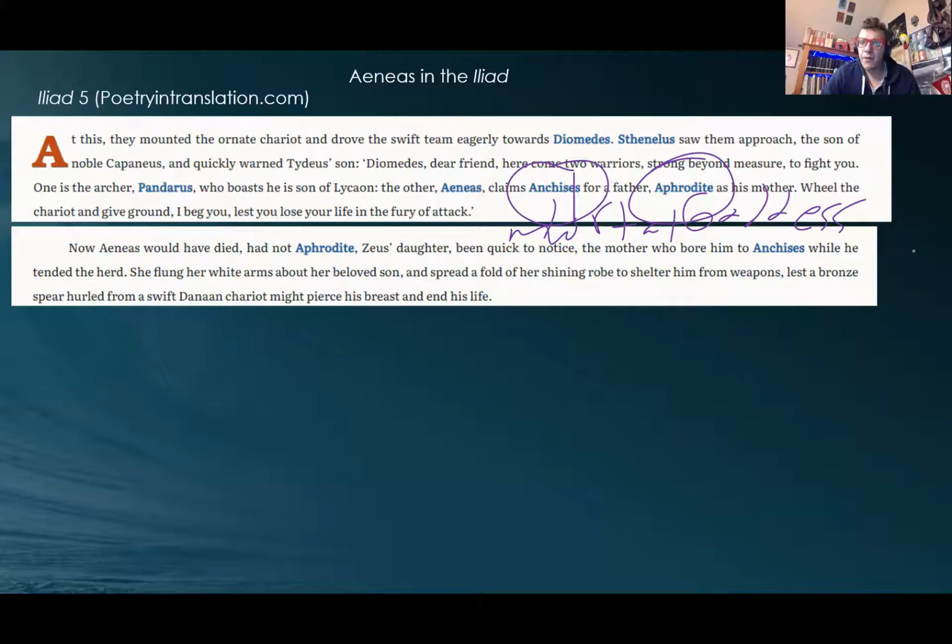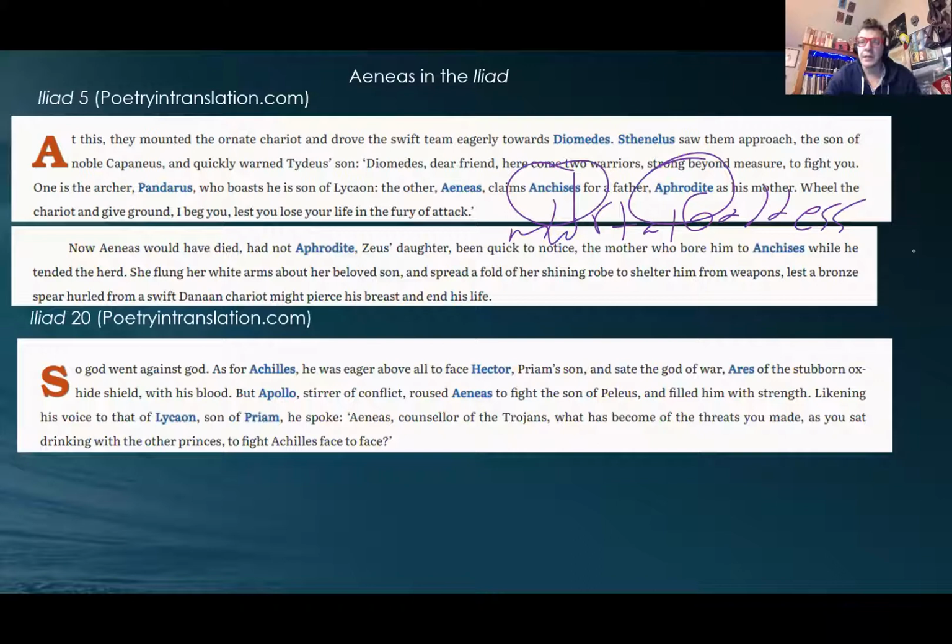You might think of Athena in book one of the Iliad, or the relationship between Athena and Odysseus throughout the Odyssey. Aeneas appears sporadically throughout the battle books of the Iliad. His last appearance, though, is in book 20, where he goes against Achilles. So god went against god.